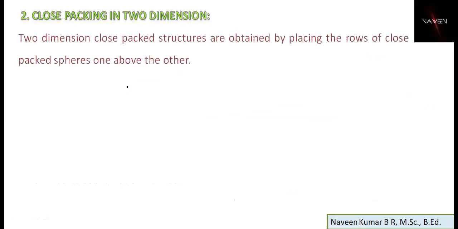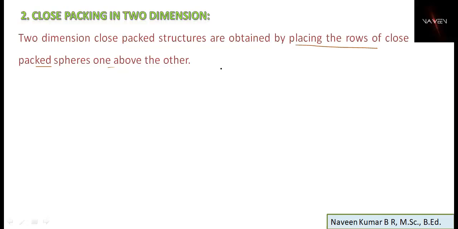Close packing in two dimension. Now what is a two dimension close packing? Two dimension close packing structures are obtained by placing the rows of close packed spheres one above the other. Whatever row arrangement you have observed in the previous one dimension arrangement, you are going to place another row of similar particles above it. That kind of row arrangement of particles, placed one above the other, leads to a two-dimensional close packing.